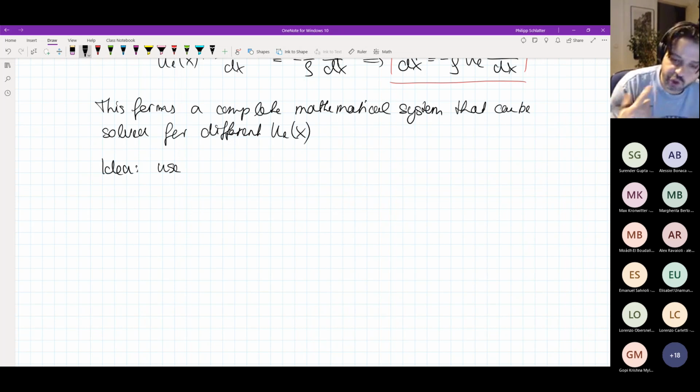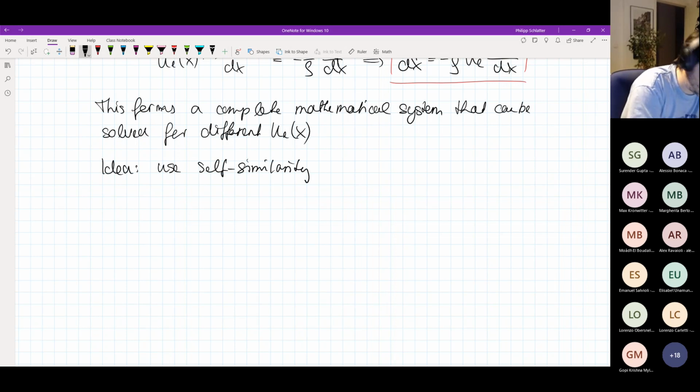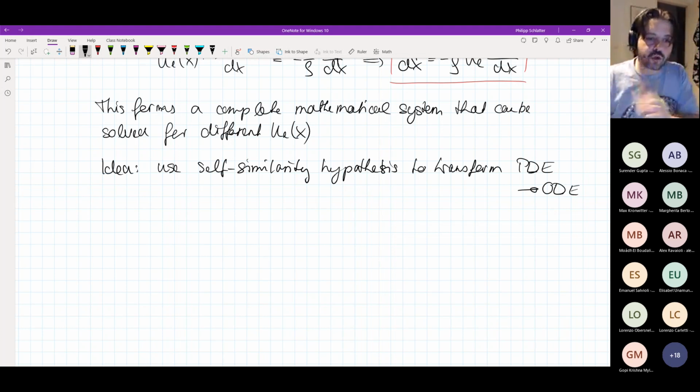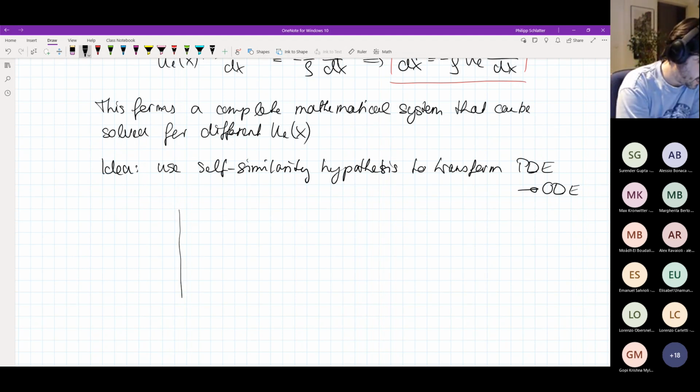So the idea to solve this problem is to use self-similarity. So use the self-similarity hypothesis to transform the partial differential equation, the PDE, into an ODE. So go from the partial differential equation to an ordinary differential equation. So what do I mean now with this self-similarity here?